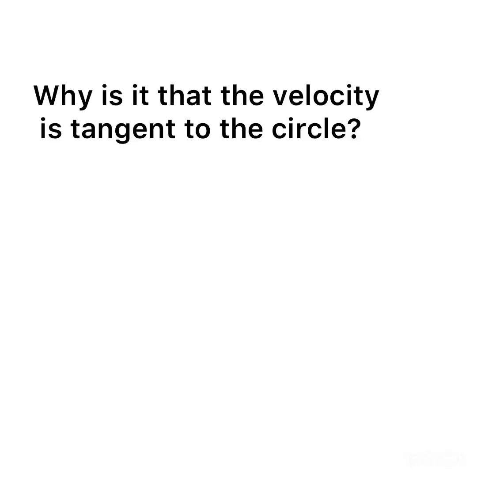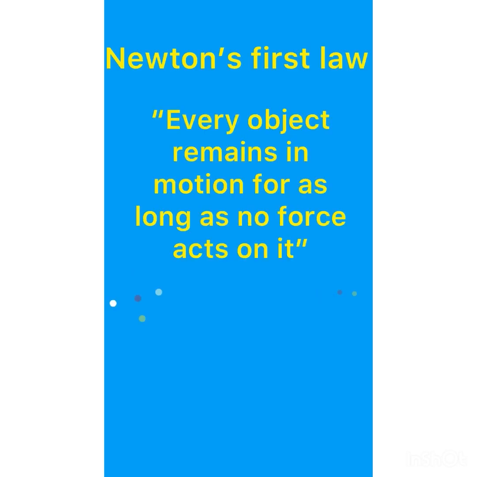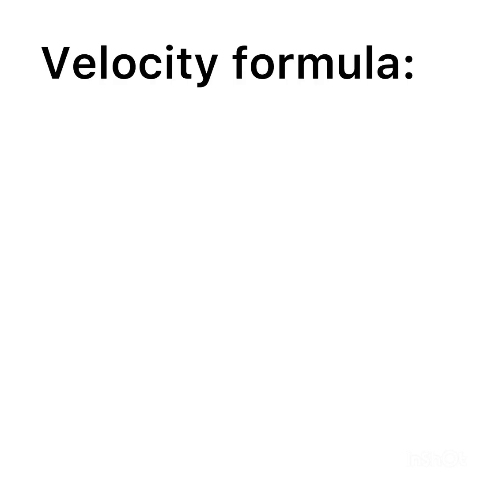Why is it that the velocity is tangent to the circle? The answer is because of Newton's first law of motion. The law states that every object remains in motion for as long as no forces act on it, aka the law of inertia. This helps explain why the object will move in a straight line for as long as no forces disturb it. We could calculate its velocity by using this formula.